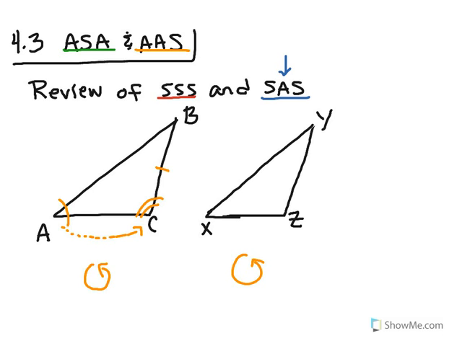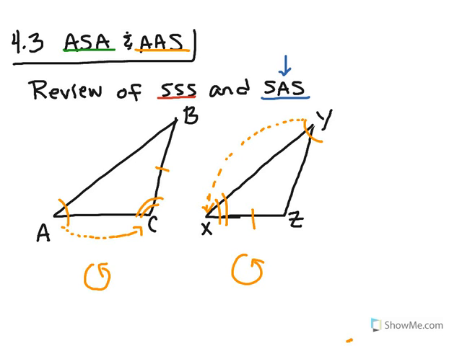Let's do another one like this, for one that works. So let's say I start with angle Y, and I'm still going in a counterclockwise direction. So that means if I make a circle type deal, my next angle would be right here. So angle, angle, and then side. So when does this not work?